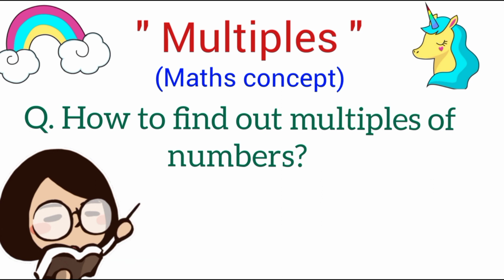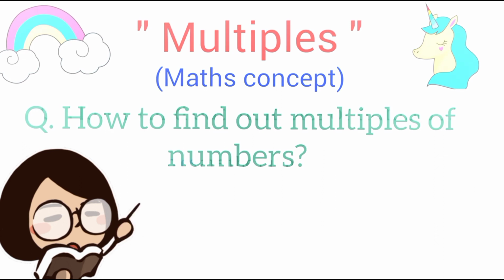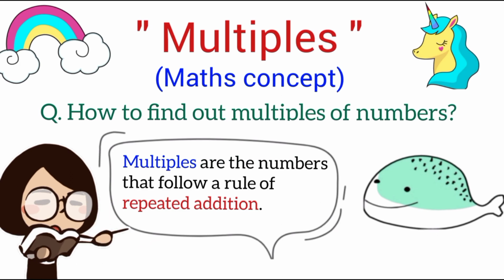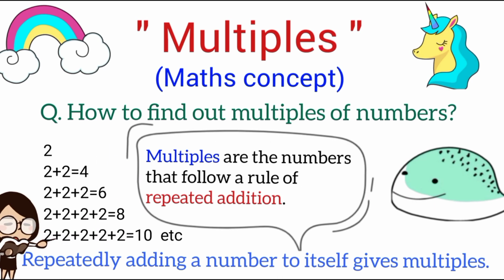Now, let us see how to find out multiples of numbers. What is the rule to find out multiples of any number? Multiples are the numbers that follow a rule of repeated addition. That means, repeatedly adding a number to itself gives multiples. So, if we keep on adding a number to itself, then we get multiples of that number.